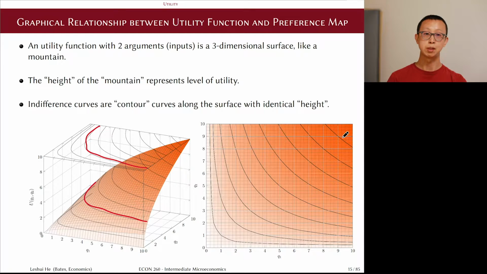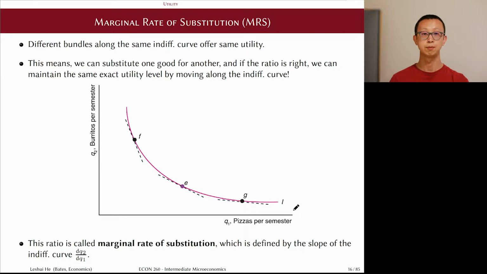It also represents bundles that are more preferable compared to bundles that sit on lower indifference curves towards the bottom left. So now let's turn to look at a particular indifference curve. Hopefully by now you're comfortable thinking about an indifference curve that is always downward sloping and represents a series of different consumption bundles that are indifferent to a particular consumer. Now, a different way to think about an indifference curve is the following.